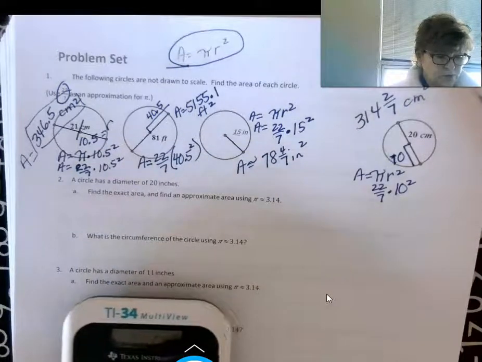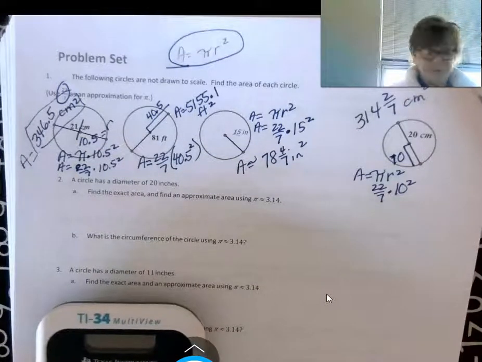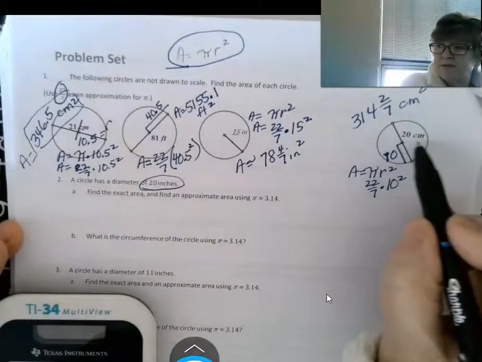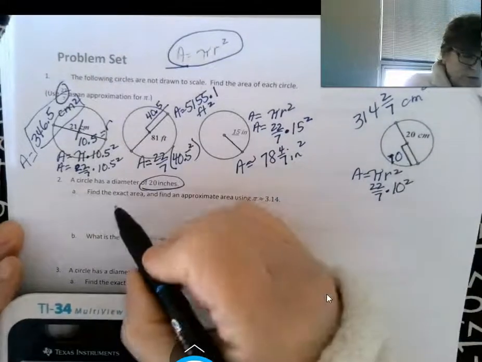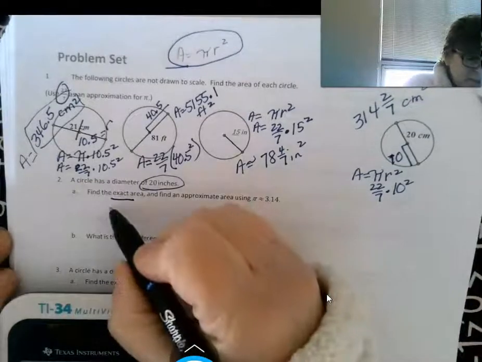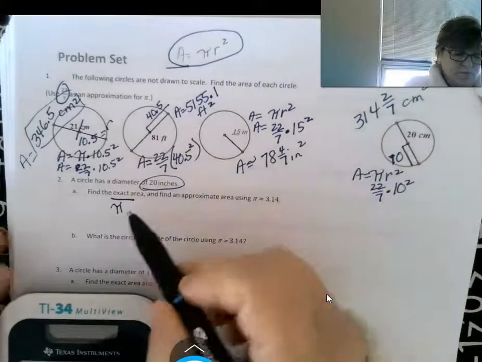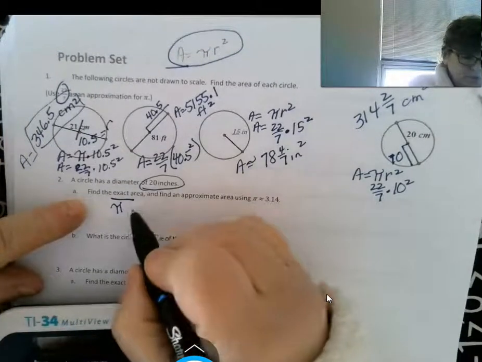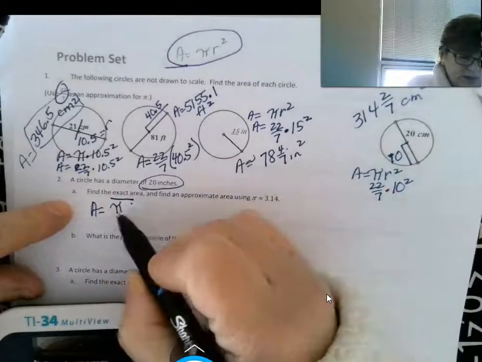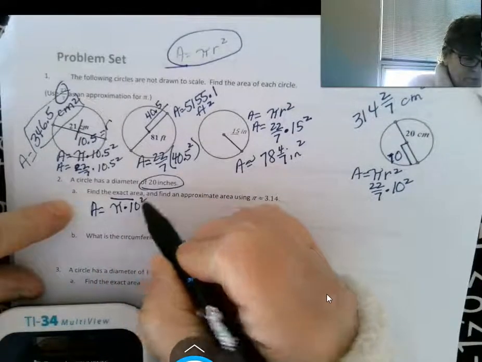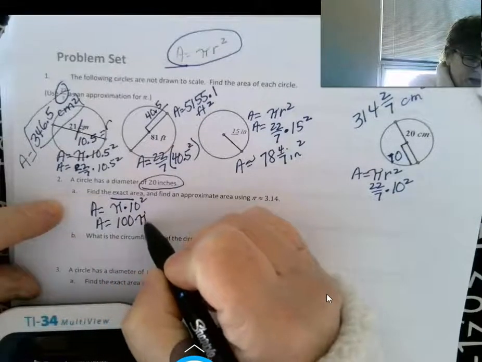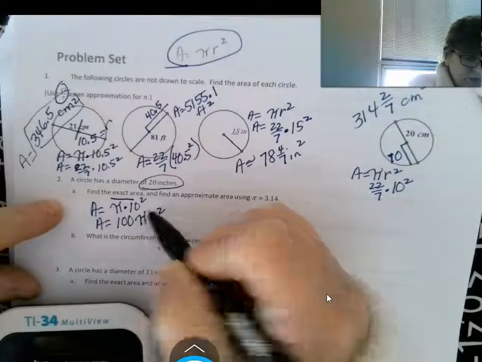Let's move down to number 2. A circle has a diameter of 20 inches. Now we just did a 20 up here, but it happened to be centimeters. So if we're looking for the exact, please remember that exact means that you keep the pi symbol. So for the exact area, we would write area equals pi times 10 squared. Area is equal to 100 pi inches squared.